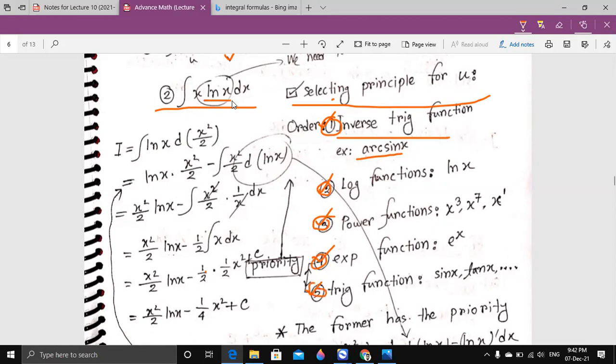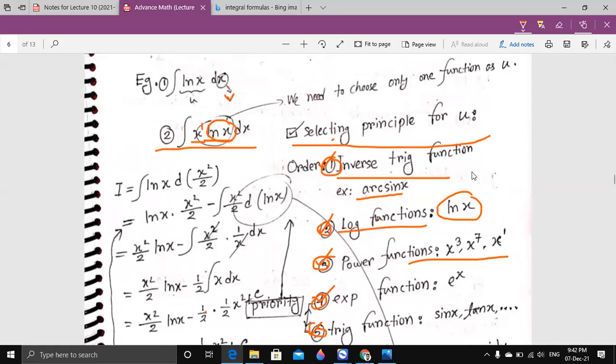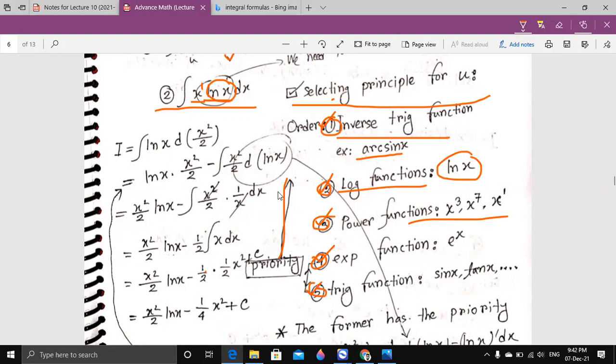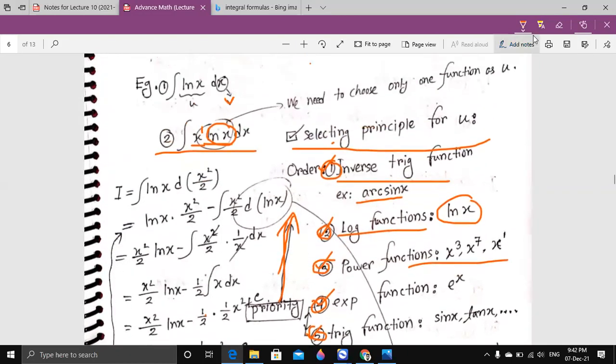So here we have ln x, right? And we have x. So x means x to the power 1. So x to the power 1 is a power function, right? And ln x, this is a log function. So we have to let ln x equal u, okay? Because our priority is this way. So we just let here ln x is equal u.